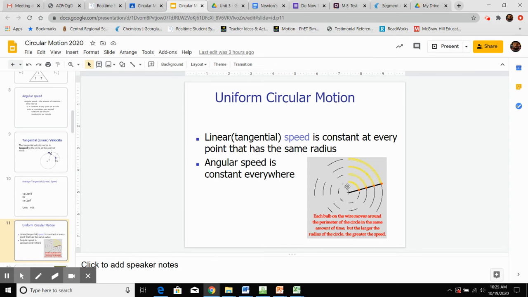So if you're thinking about horses on a carousel, this black bar here represents all 4 horses, all on the same line. As this goes around, this bar is not going to bend or change or anything like that. It's going to stay straight like this.